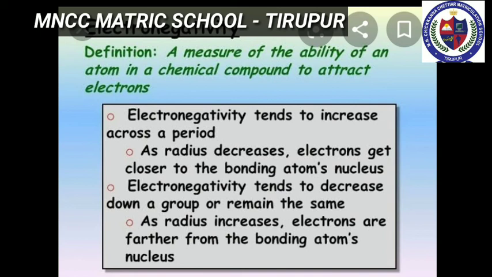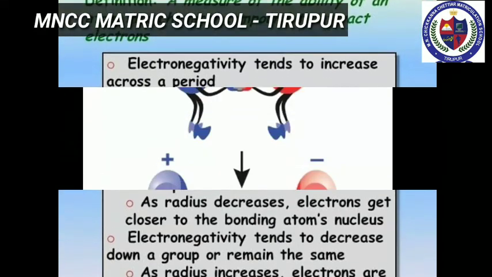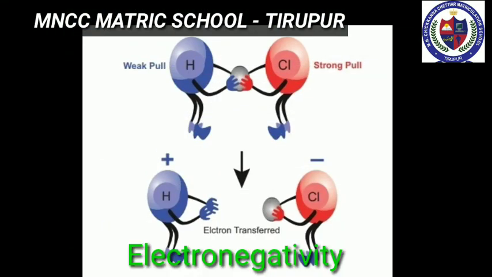Let us consider HCl molecule. Both the hydrogen and chlorine atoms share one electron each to form a covalent bond between them. Chlorine atom has a higher electronegativity and hence it pulls the shared electron towards itself more strongly than hydrogen. Thus, when the bond breaks, the bonding electrons are left with chlorine, forming H plus and Cl minus ions.